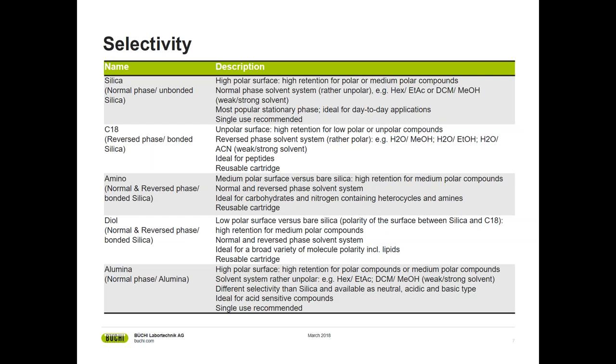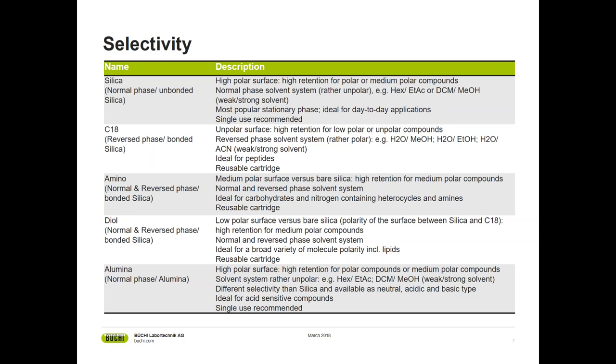Now, special types of phases are amino and diol because they can be used in reversed phase and normal phase applications. And if you look at their polarity, it's something between silica and C18. Amino is, for example, ideal for the application of carbohydrates and diol for lipids.